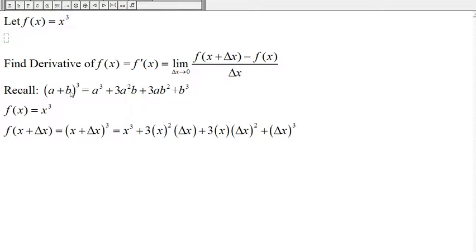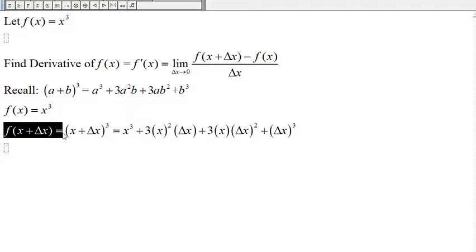And then this is just like this formula. x would be a, and delta x would be b. And so we end up with x to the third, and then 3 times x squared times delta x, and then plus 3 times x times delta x squared, and then plus delta x to the third.